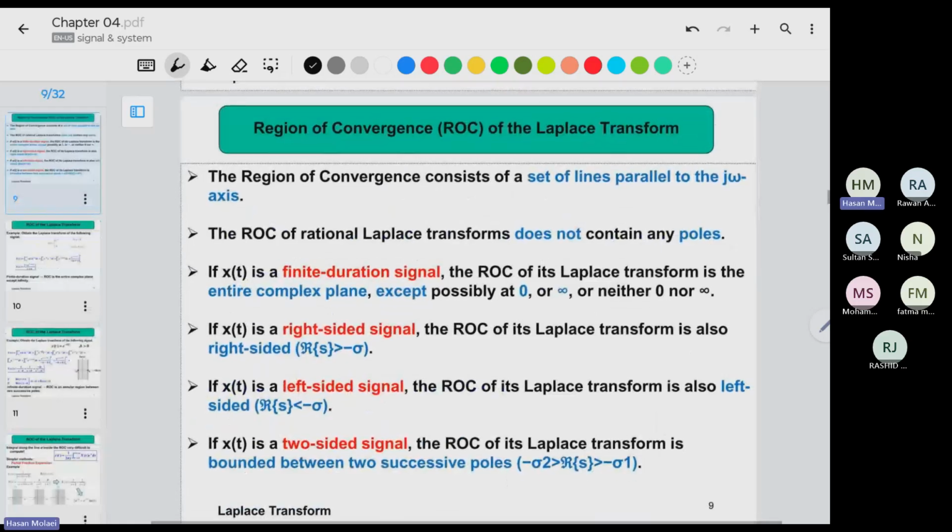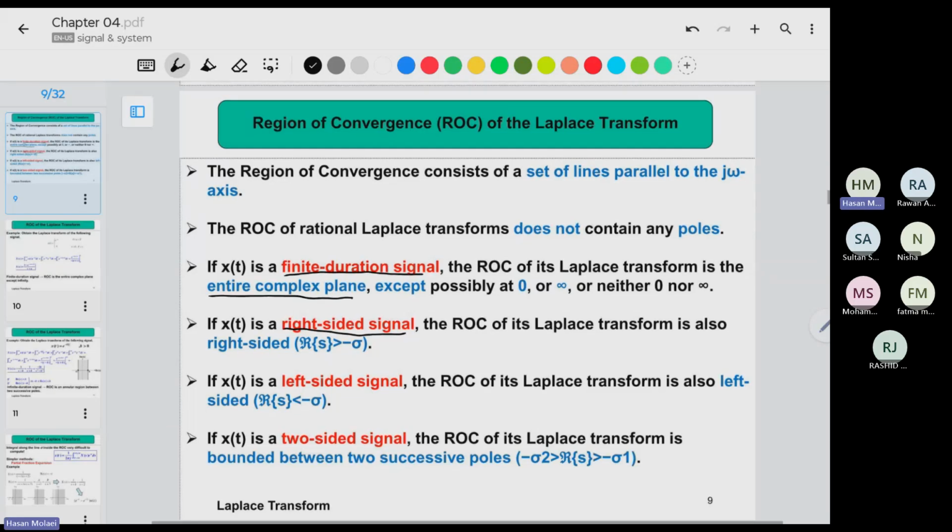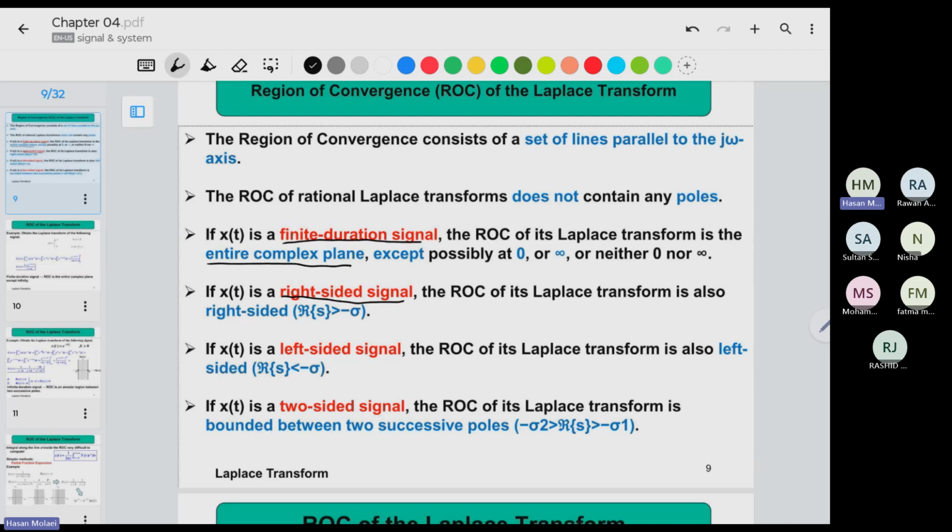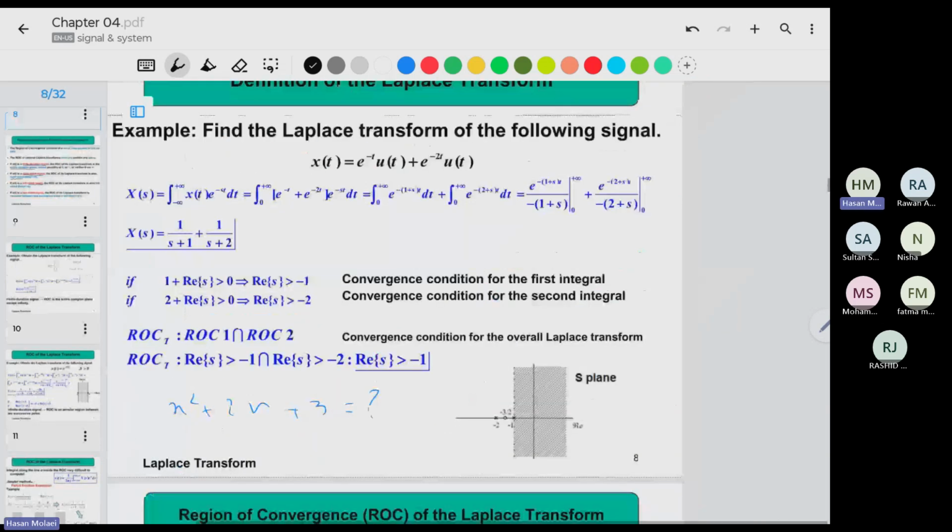We saw if a signal is a finite duration signal, its ROC would be the entire complex plane. If the signal is right-sided, its ROC would be right-sided. If the signal in the time domain is left-sided, the ROC should be left-sided. If the signal is two-sided, the ROC should be between two successive points.